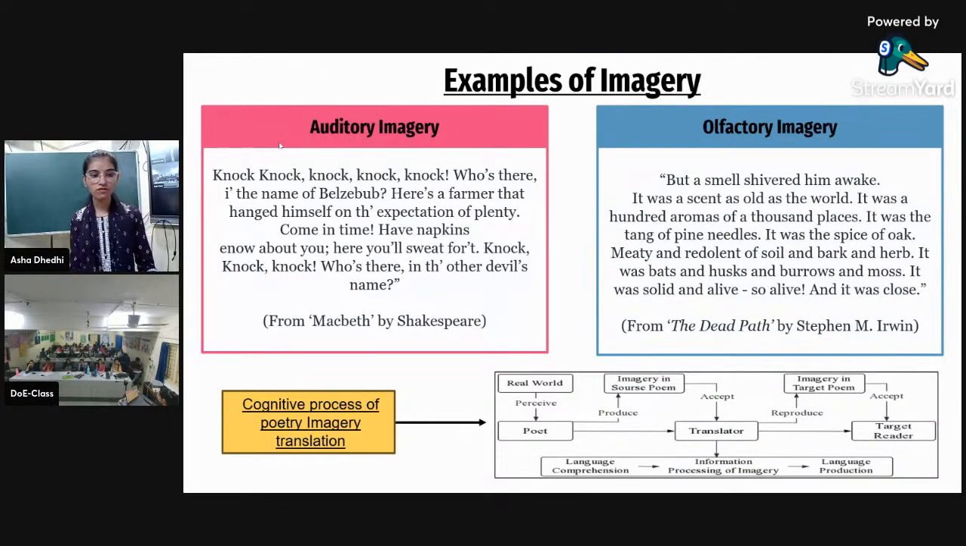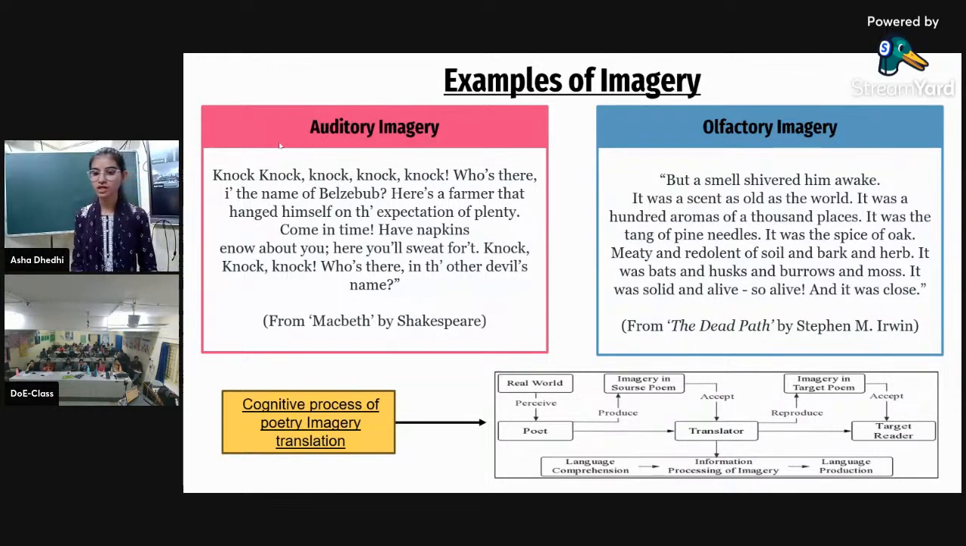Now the examples of imagery. First is auditory imagery. So, "knock, knock, knock, knock," right? If the writer is using that word, it will create a kind of image in our mind that someone is knocking at the door, right? So these kinds of words are used to create imagery.